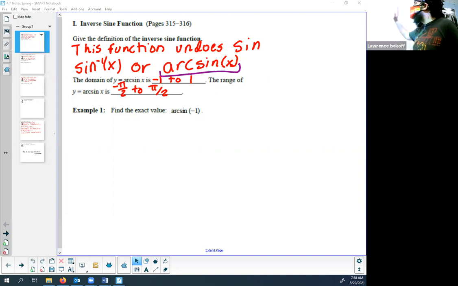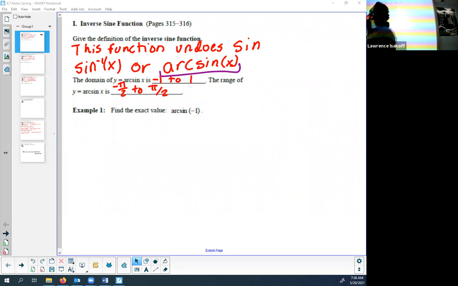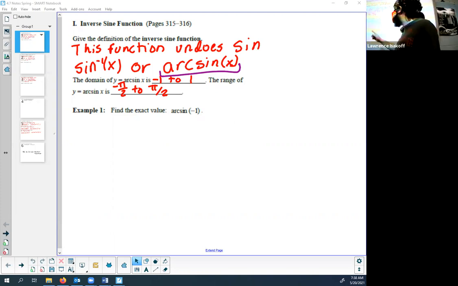So, the inverse sine function. This is the function that undoes sine. There are two ways to write it. We can write it as sine inverse, putting a little -1 up there, or arc sine. It does not matter which you choose to use. I think the book is particular to using the word arc sine or arc cosine or arc tangent instead of sine to the -1 power, but both are interchangeable.